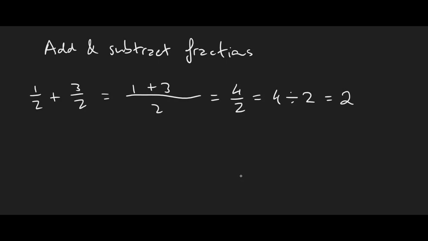And we can subtract fractions as well. So if we have 3 over 4 minus 1 over 4, then we write them over the same denominator. 3 minus 1 over 4 equals 2 over 4.